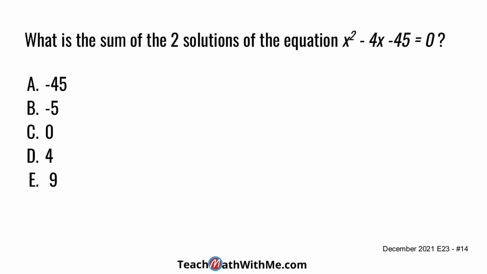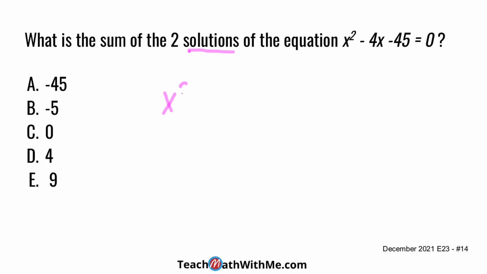This ACT math question from December 2021 was question number 14, and it said, what is the sum of the two solutions of the equation x squared minus 4x minus 45 equals 0? So we've got to look for the solutions of this equation. We know there are two.